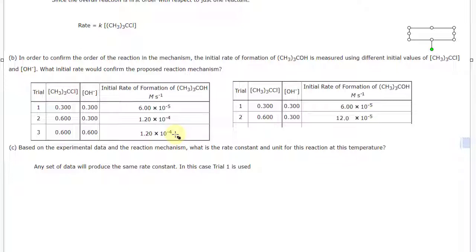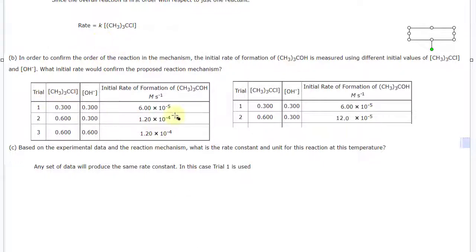So what? You increase the hydroxide. Nobody's concerned about the hydroxide. Everybody's waiting for the chloride. Based on the experimental data and the reaction mechanism, what is the rate constant and unit for this reaction at this temperature? We want to find out what K is, the rate constant. We found the rate law expression. Now we want to find the K. All we have to do is know the rate and the concentration of the chloride. So we could take any one of these trials, plug in the numbers, and solve for K.